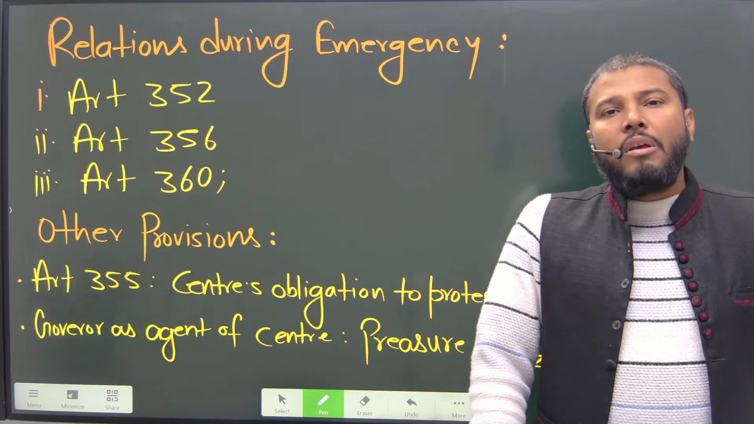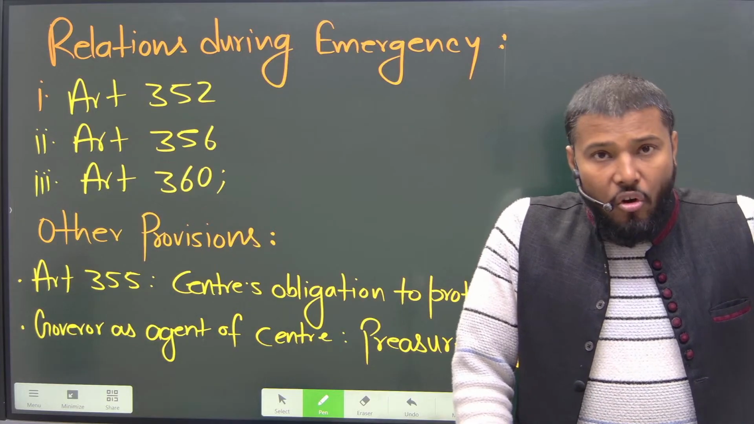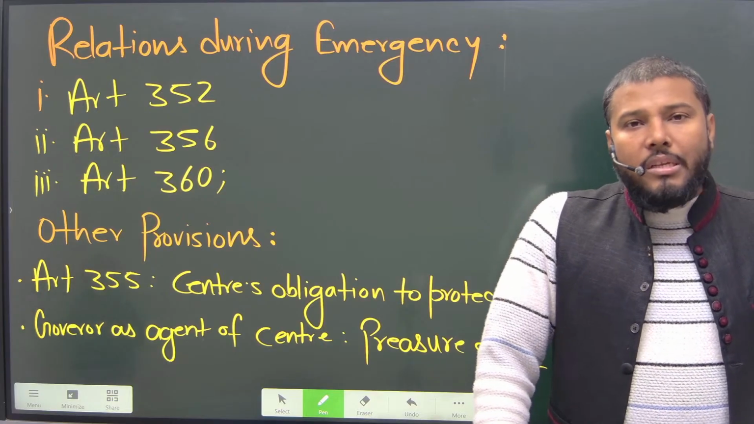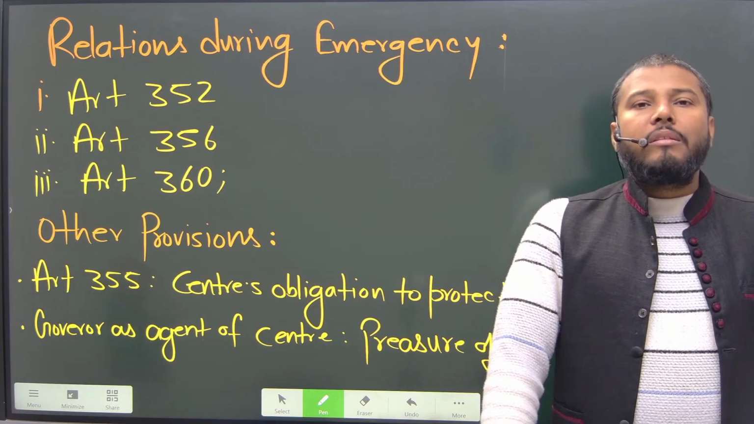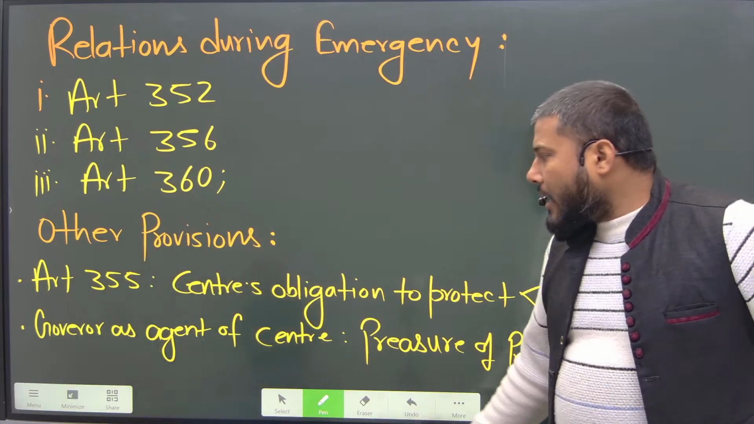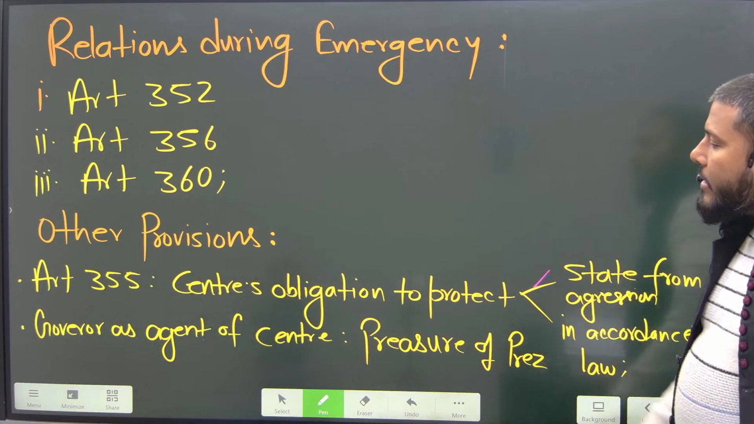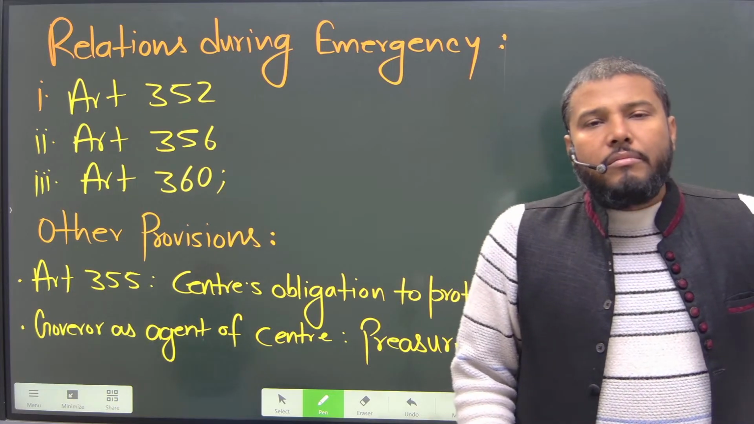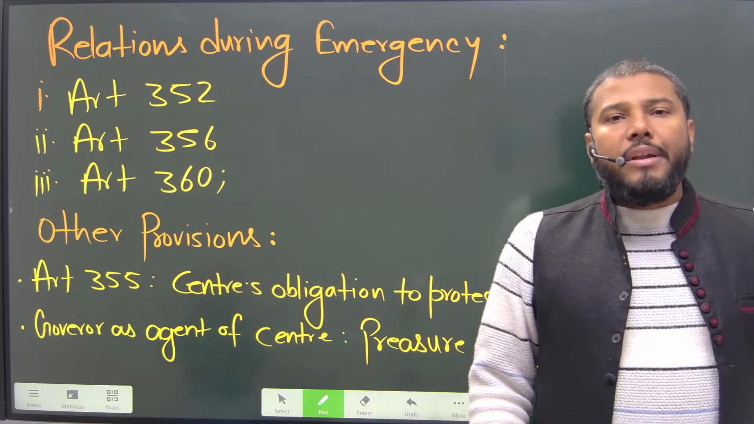And again, the state governments are obliged to abide by each and every dictate or advice tendered by the central government, right? So this is one. And the second one is governor as agent of the central government. Governors are appointed by the President of India, right?